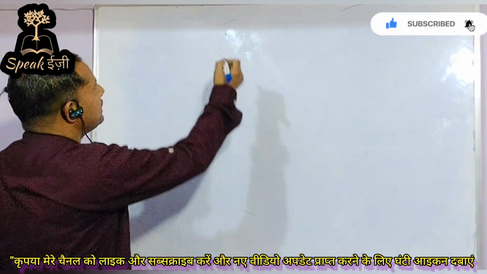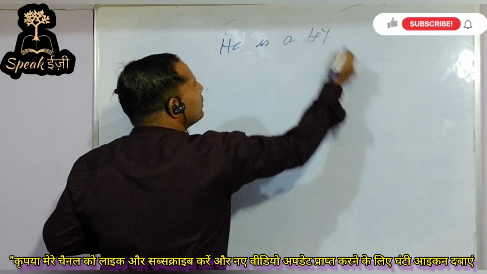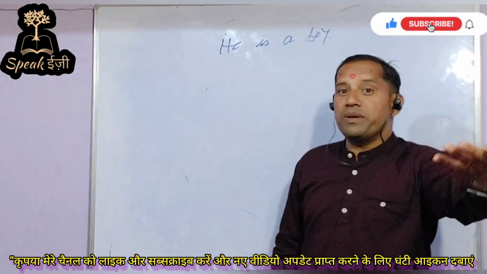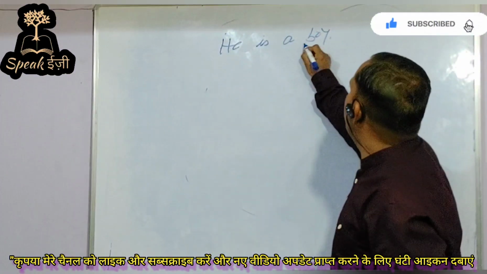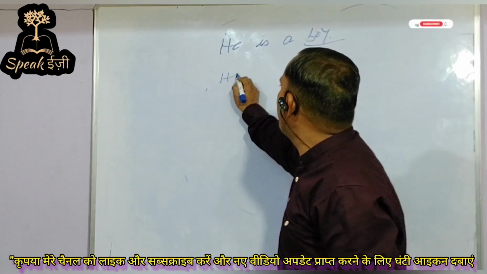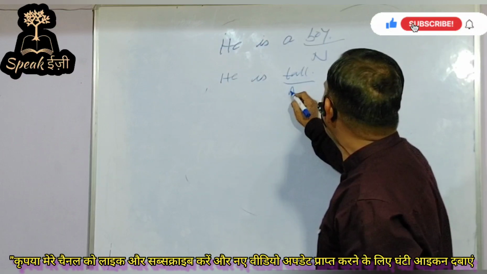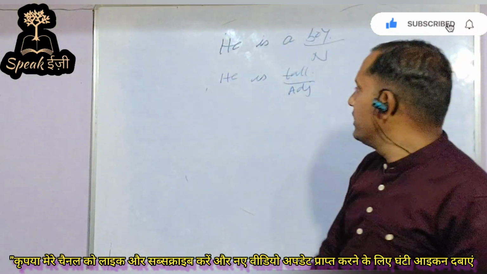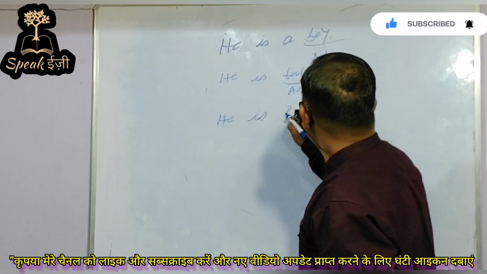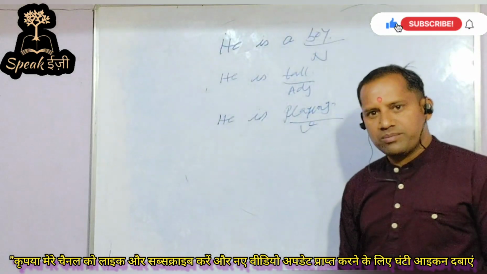So this is it, as I told you, he is a boy. So what is the possibility of completing all these sentences? What can be the complement of these sentences? He is a boy. I have completed this sentence with the help of a noun complement. Another possibility I have is, he is tall. I can complete this sentence with the help of an adjective complement. Again I can say, he is playing. So this is the verb complement.